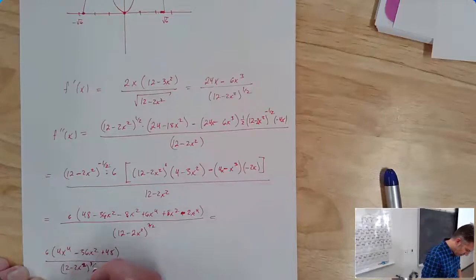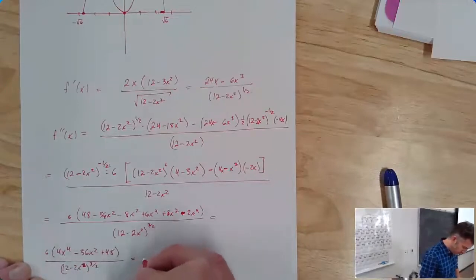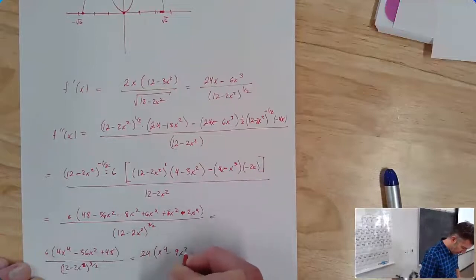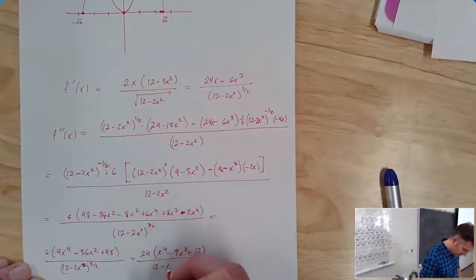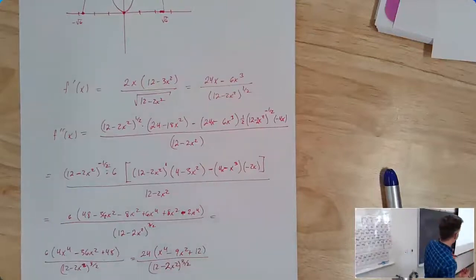Okay. So then from here, I can factor out a 4. I'm left with x to the 4th minus 9x squared plus 12. Geez, this problem is terrible. I will point out, this kind of problem is often the reason why we don't ask people to actually find inflection points, because it can be such heinous work.